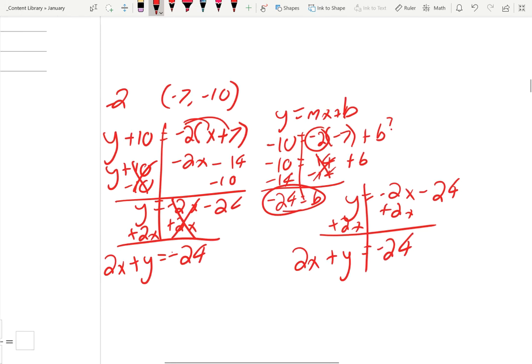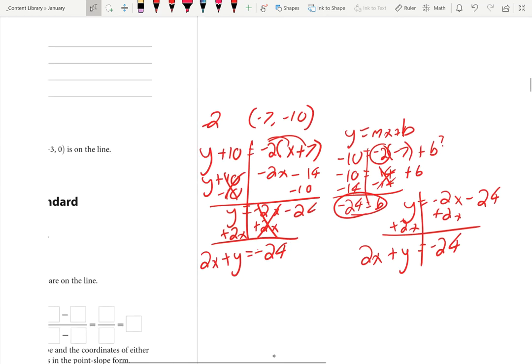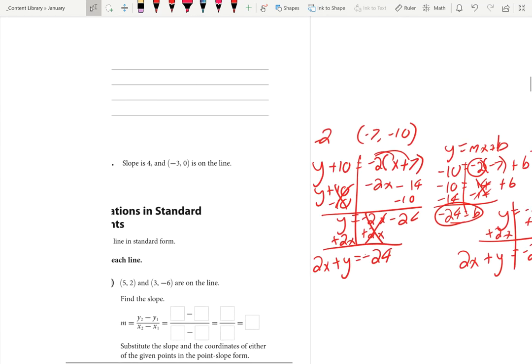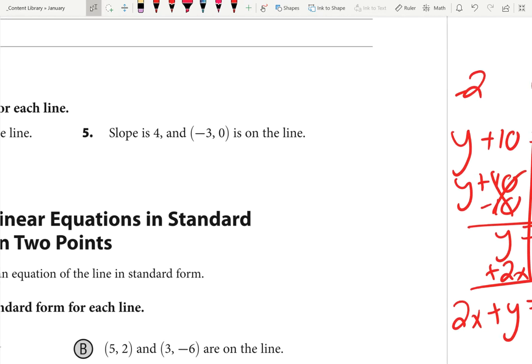Both methods take about equally as long. Both methods are equally as good. Either is fine. Now, if you want to try number 5, you can pause the screen, try to do number 5. I'm going to do the same thing where I just work it out over here on the right-hand side. So do what you got to do. And if you're ready, I'm going to get going.